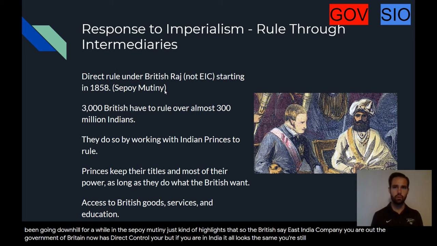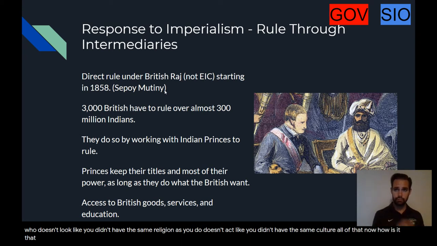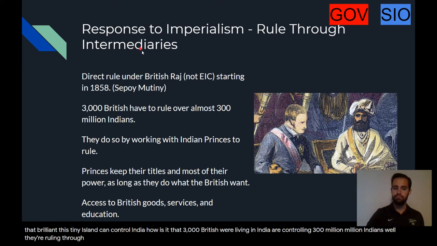So, yeah, there's a minor change there, but if you're in India, it all looks the same. You're still being controlled by a British individual who doesn't look like you, doesn't have the same religion as you do, doesn't act like you, doesn't have the same culture, all of that. Now, how is it that Britain, this tiny island, can control India? How is it that 3,000 British who are living in India are controlling 300 million Indians? Well, they're ruling through intermediaries.